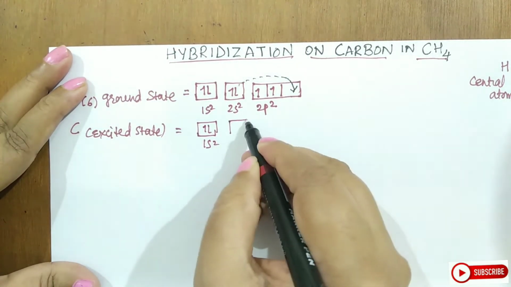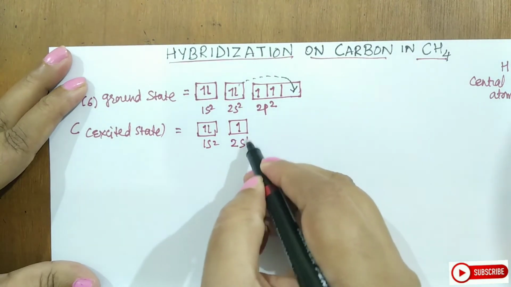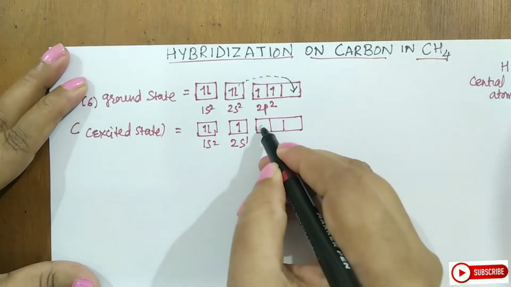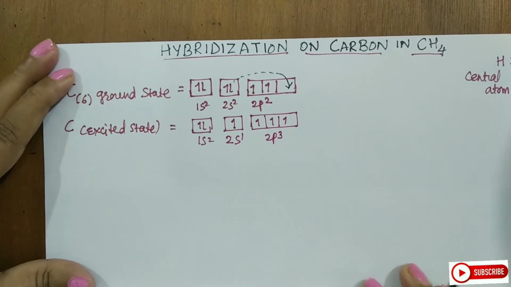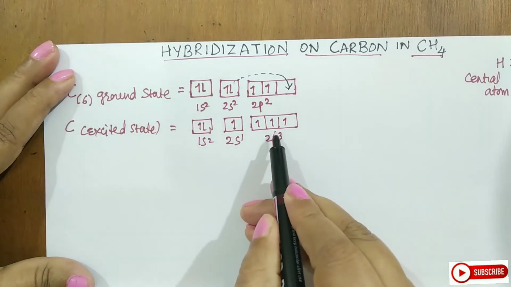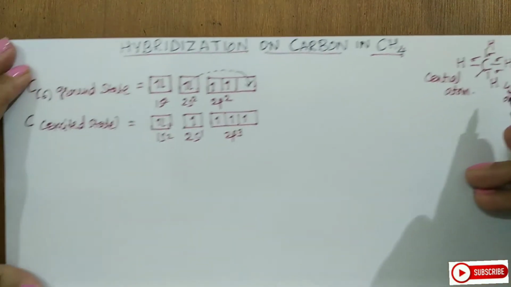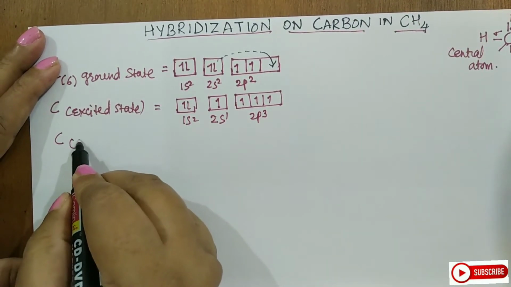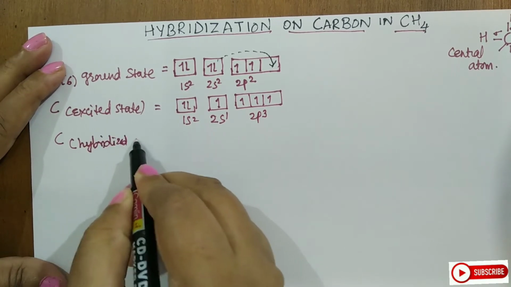And so, the electronic configuration will now become 1s2, this will remain as it is. This will become 1 electron, so this will be 2s1 and this will be 2p3. Now I have created 4 unpaired electrons. What is the requirement to form the methane molecule? And now students, this carbon will have the hybrid state or hybridized state.